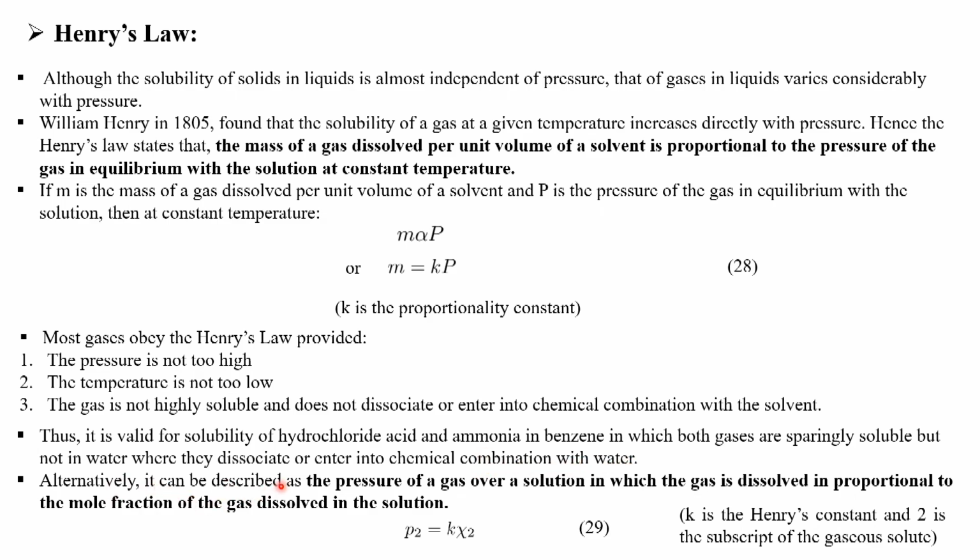Alternatively, it can be described as follows: the pressure of a gas over a solution in which the gas is dissolved is proportional to the mole fraction of the gas dissolved in the solution. So P2 equals K times X2, where K is the Henry's constant, and here we are using subscript 2 because subscript 2 is used for the gaseous solute. For solvent we use subscript 1, and for solute we use subscript 2.